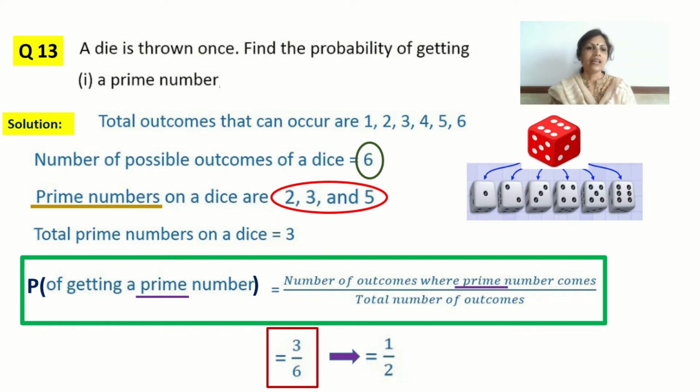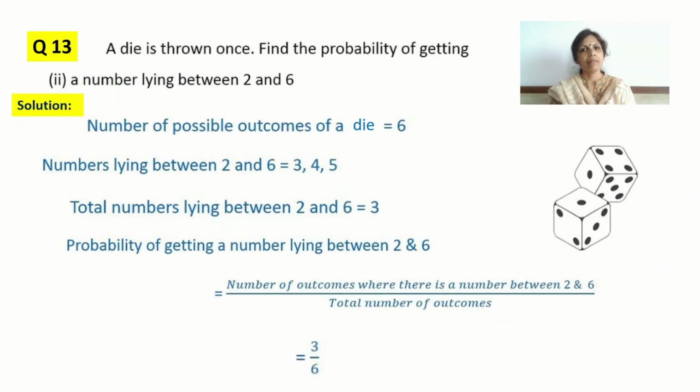Alright, then there is second part of this sum. Let's see that. This is question number 13, and its second part is a die is thrown once. We have to find the probability of getting a number which lie between 2 and 6.